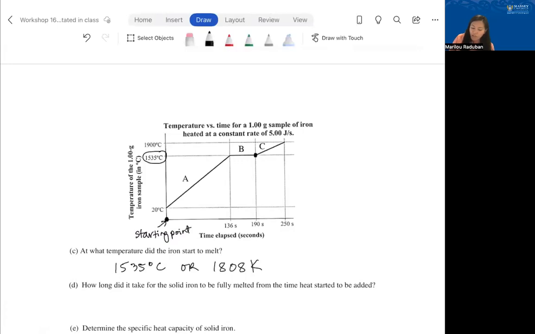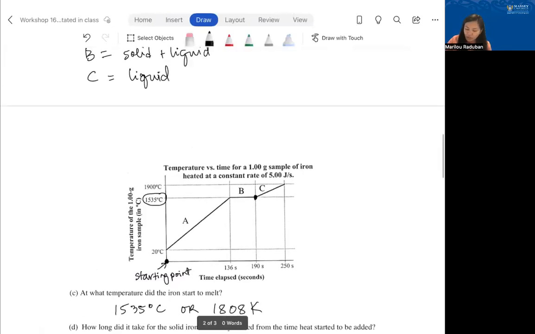So therefore, it took 190 seconds to first increase the temperature of solid iron from 20 degrees Celsius to the melting point, 1,535 degrees Celsius, and melt all of the iron fully until this point, 190 seconds, right?